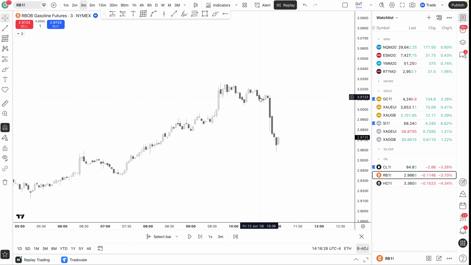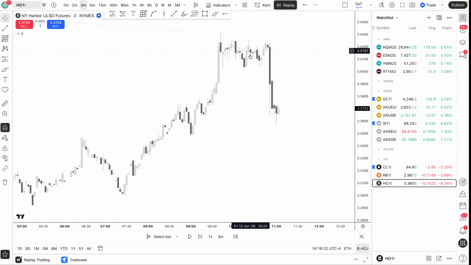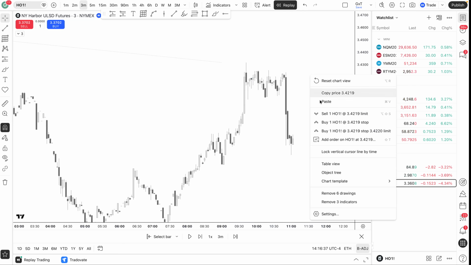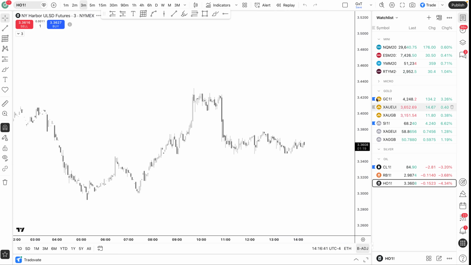But at 10:30, it just sold off. Over here, it's not horrible, but look at this. It's pretty horrendous. So I didn't trade that. But I really wanted to short. Just couldn't get it.